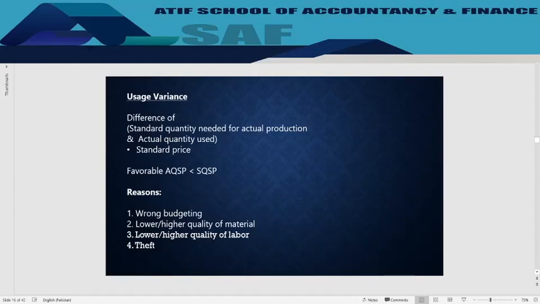The first two reasons of this type of variance are the same, meaning wrong budgeting or use of lower or higher quality of material, but the next reason can be the use of lower or higher quality of labor. If you use lower quality of labor, there are greater chances that material will be wasted more than expectation, and then this variance will be negative. And the last reason of variance is theft.